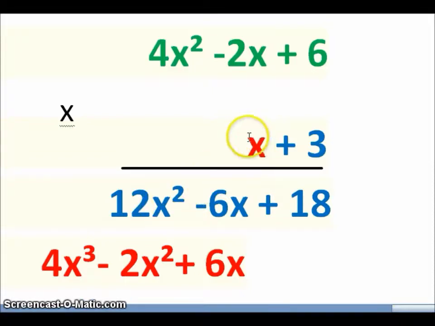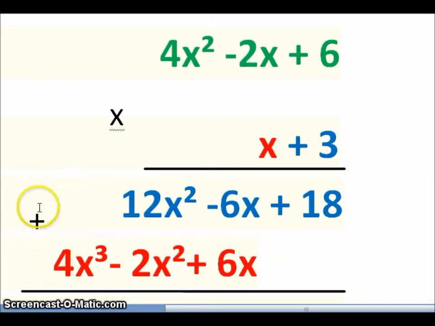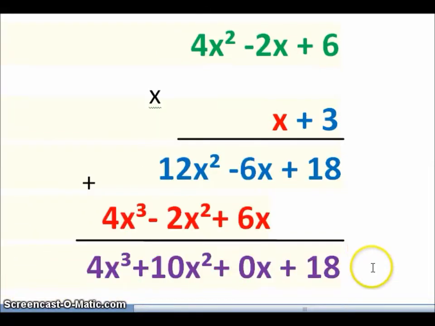Then the last product is x times 6, and that's simply 6x, and again notice that we are lining up these two because these two are like terms. So now we will proceed to add, right? And taking advantage of the fact that we cleverly lined up like terms. So here we go. 18 plus nothing is 18. Negative 6x plus 6x. These are opposites, so it's just 0x. 12x squared minus 2x squared is simply 10 of those, 10x squared, and finally 4x cubed, right? Plus nothing is just 4x cubed.